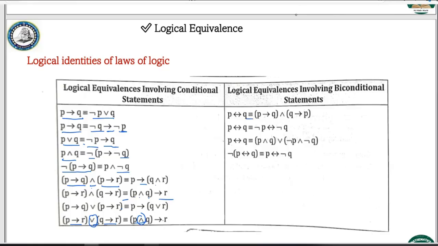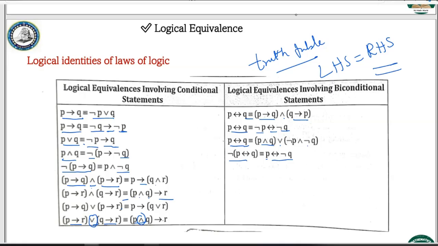Then P double implication Q can be written as P implies Q and Q implies P. P double implication Q is logically equivalent to negation P double implication negation Q. P double implication Q will be P and Q, or negation P and negation Q. Negation P double implication Q will be P double implication negation Q. These are some logical identities, the laws of logic, which I have read now. You can draw the truth table for them and justify whether LHS is equal to RHS. If LHS is equal to RHS, they are logically equivalent, and we represent logical equivalence using these three lines.